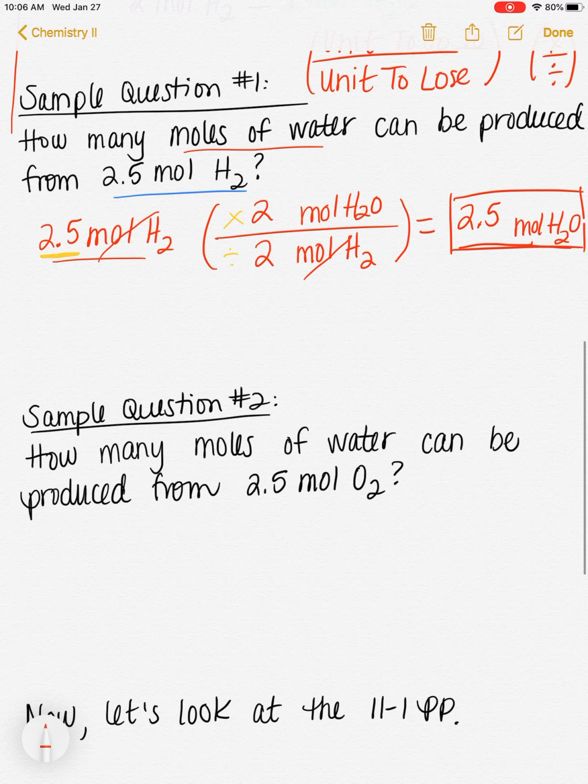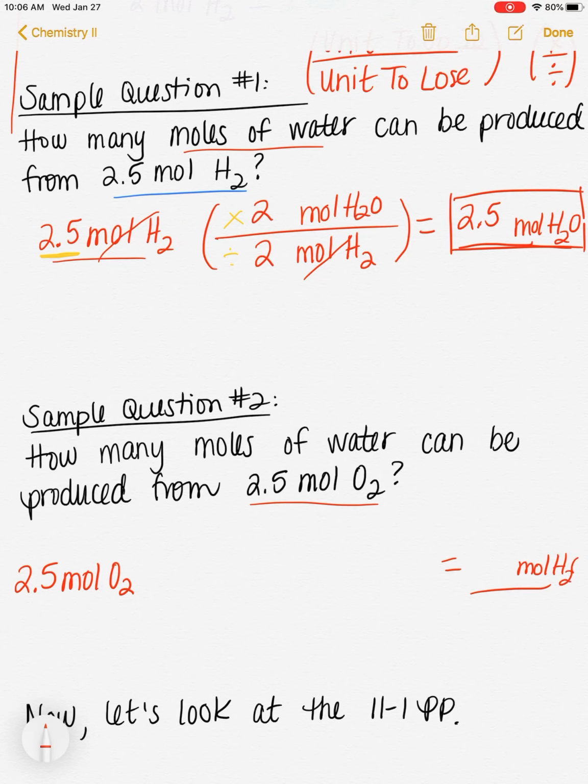So sample problem number 2: how many moles of water can be produced from 2.5 moles of O2? I'm going to start with 2.5 moles of O2, and it's very important that you don't just write 2.5 moles. You need to be specific about moles of what, so that you don't lose track of where you're at in your conversion. 2.5 moles of O2, and the problem is asking me how many moles of water, so I need to change that to moles of H2O.